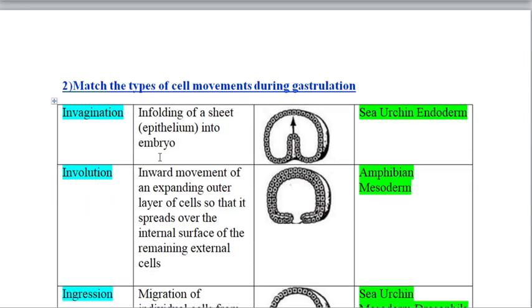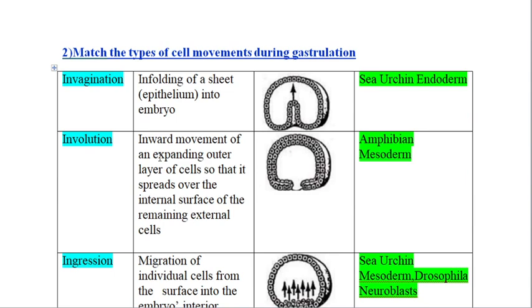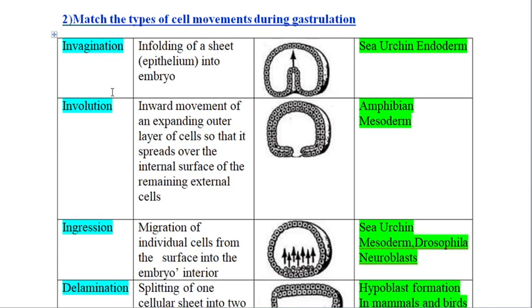Next there will be a question on cell movements during gastrulation. Here I have given you notes only, so you can check a few other questions on the internet. This is much more important. Invagination means infolding of sheets of epithelium into the embryo. So sea urchin endoderm is formed by invagination.